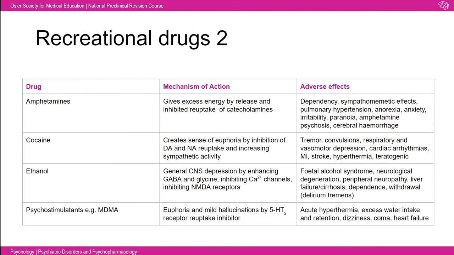Then finally, you've got psychostimulants such as MDMA or ecstasy, which creates euphoria and mild hallucinations by serotonin 2 receptor reuptake inhibitors. As adverse effects, it can cause acute hypothermia, which can result in hospitalization, dizziness, coma, and heart failure.